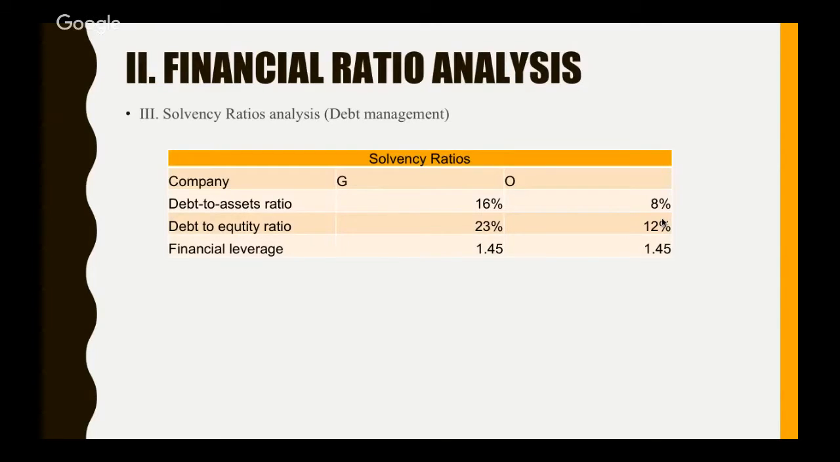It belongs to debt management. From these ratios, it will show our company's choice about financing the business using debt or equity. From these ratios, company G has a higher debt to asset ratio, which is 16%, and a higher debt to equity ratio, which is 23%. It shows company G is more willing to use debt to finance than company O.